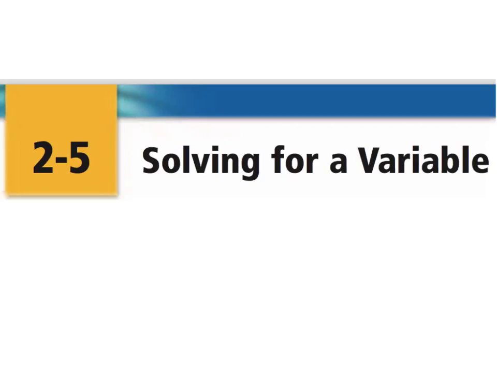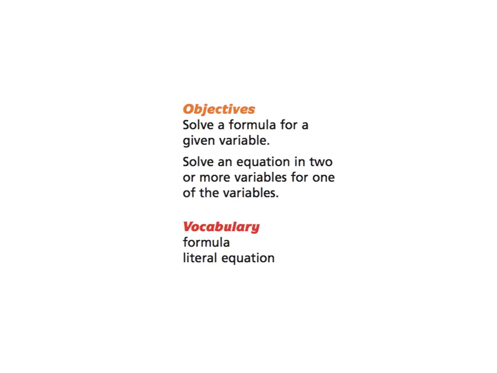Hello again. Today we'll be working in lesson 2-5 where we will be solving for a variable. In this lesson we have two new vocabulary terms, formula and literal equation. We'll go over the definitions of those in a little bit. Our objectives will be to solve a formula for a given variable and to solve an equation in two or more variables for one of the variables. And these two things really pretty much mean the same thing. So let's take a look and see what this is all about.